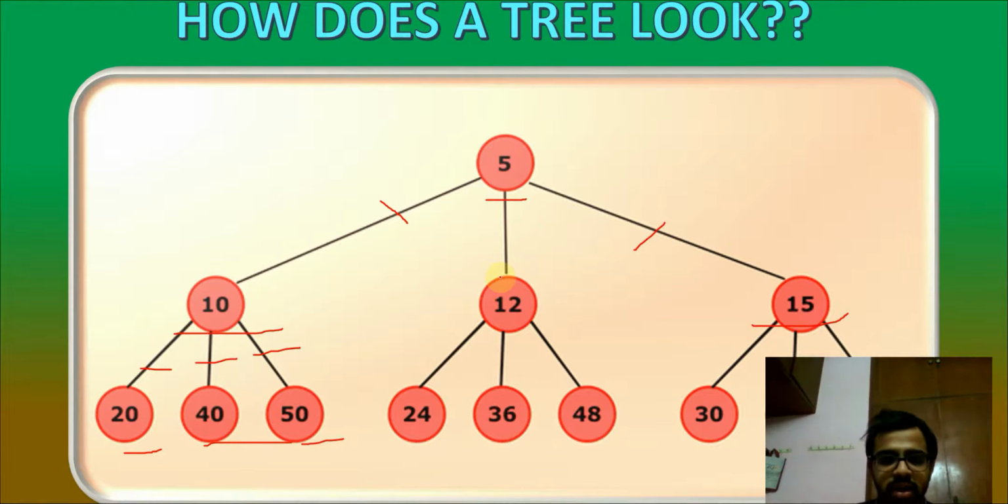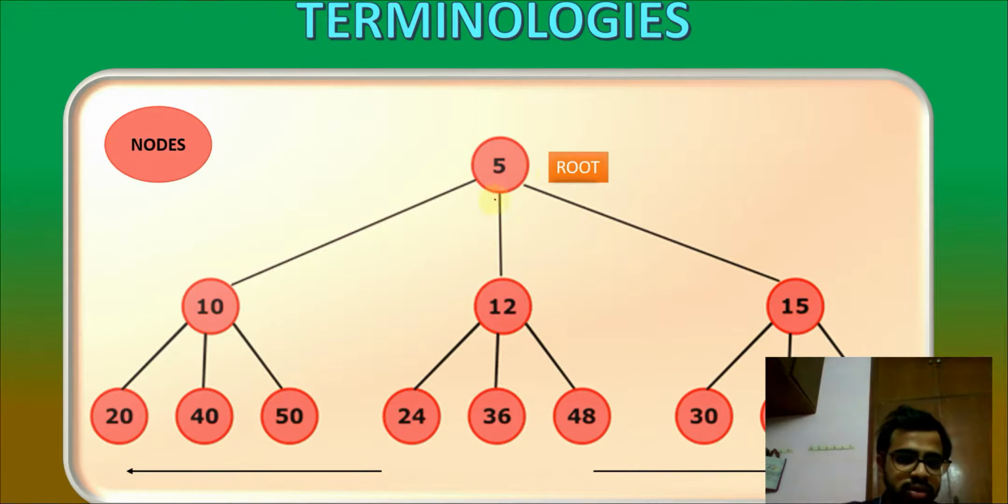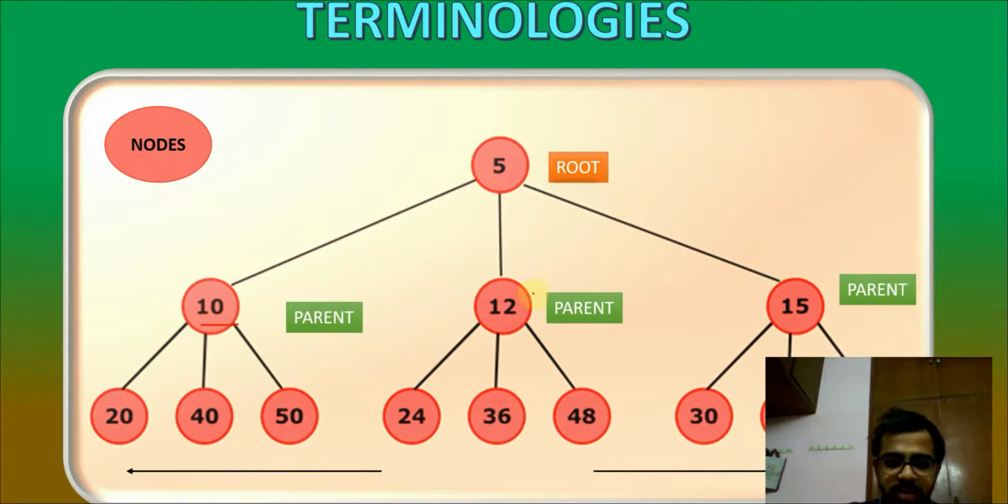Now let's look at a few other terminologies. As I've already told you, the circles are called nodes, and the topmost node in a tree is called the root. Generally a root is at the bottom, but here it is at the top, so please don't get confused. Then we have parent nodes. This is a parent node, this is a parent node, and this is also a parent node, because it has further children. The root is also a parent node if it has children.